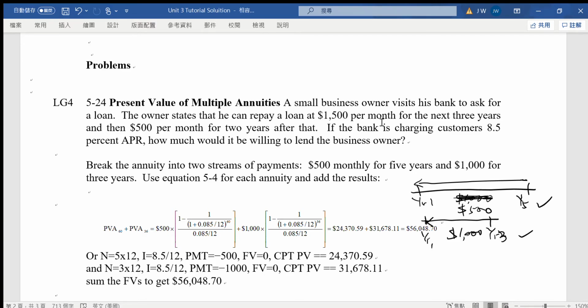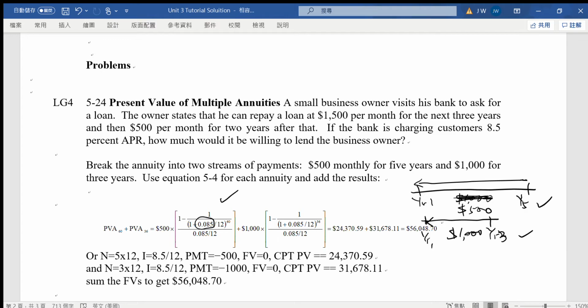You may use the annuity formula to work it out. For the first one, that will be related to the 500 for 5 years. But when you work on that, be careful. The amount 500 is per month. That's why you need to adjust the information being provided by the question, because the question provided is the APR, annual interest rate. That's why you need to divide this interest rate by 12.